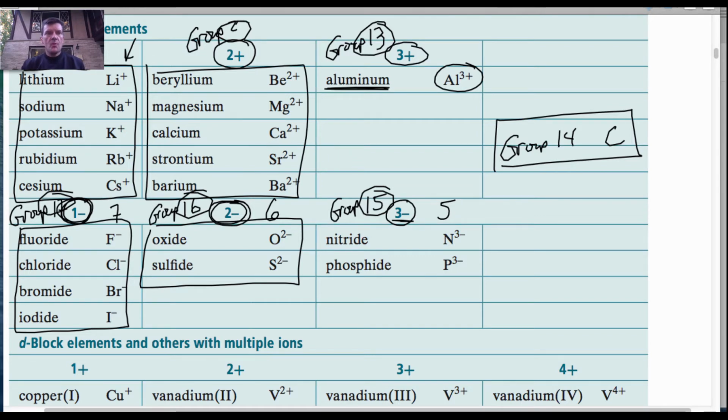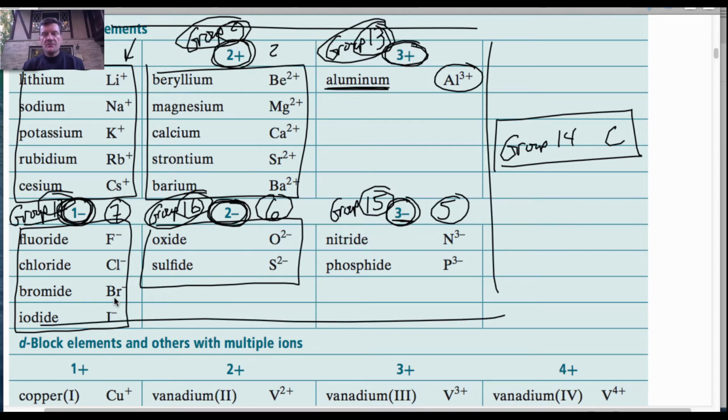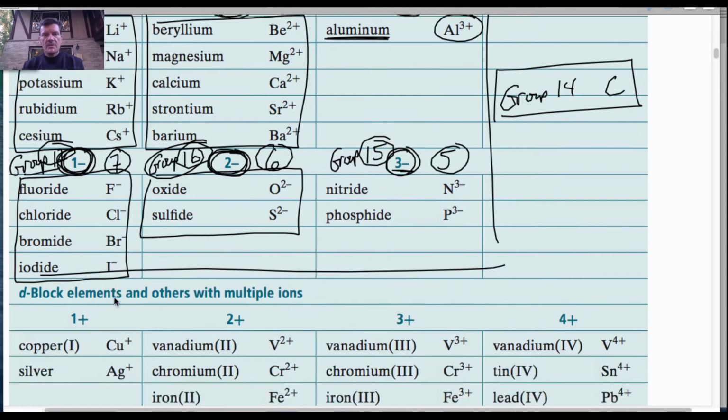You have to know group 1. They have 1 valence electron, and they form a +1 ion. Group 2 have 2 valence electrons, and they form a +2 ion. Group 13 has 3 valence electrons, they form a +3 ion. Group 15 has 5 valence electrons, they like to gain 3, have a -3 ion. Group 16 has 6 valence electrons, they like to gain 2, to have a -2 ion. Group 17 has 7 valence electrons, they like to gain 1 more, have a -1 charge on their ions. These are set. You have to know these. Obviously, you can just refer to them in your notes, but you should know them, okay?